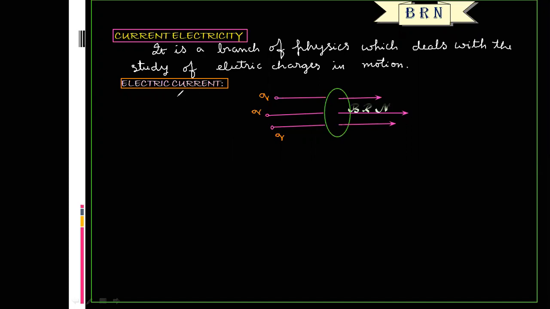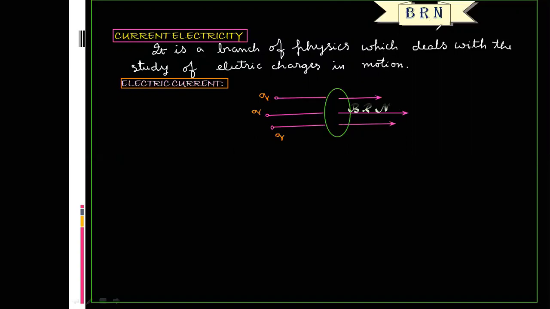So what is the meaning of electric current? It is very simple. Electric current means the amount of charge flowing through any cross section of a conductor, any cross section of a substance, in a unit time, or simply the rate of flow of charge through any cross section of a substance. That is called electric current.